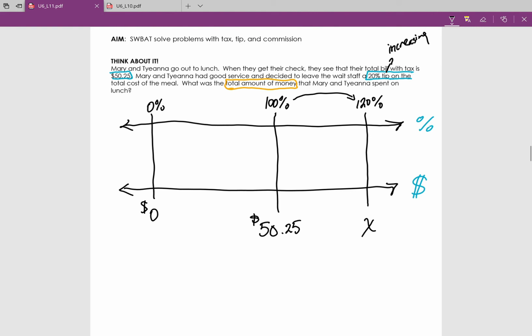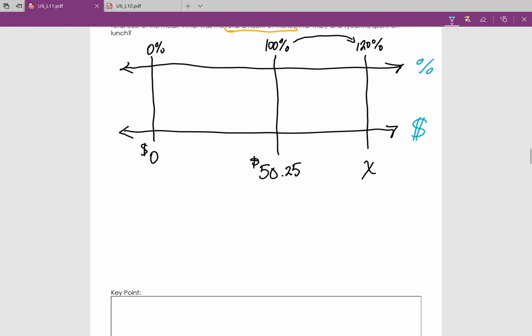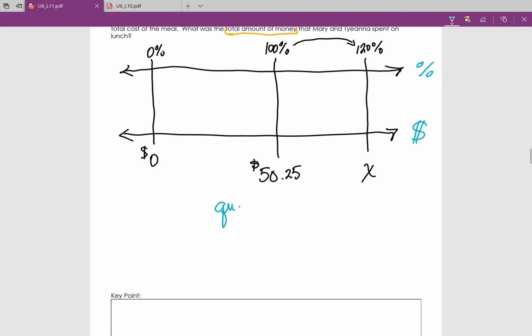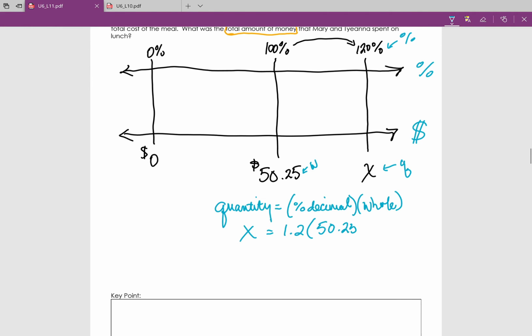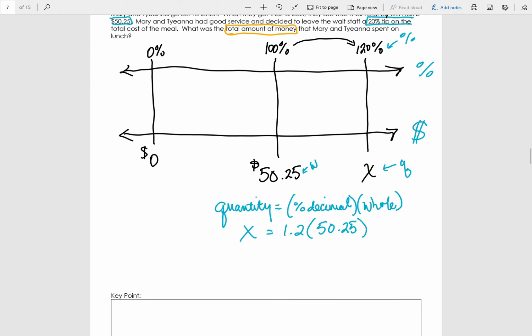Now, since we have our double number line, we could definitely write an equation. So I'm going to write my quantity again. It's going to be equal to my percent as a decimal times my whole. This is my whole. This is my quantity. And this is my percent. So my quantity is going to be X equals 1.2 times my whole, which is $50.25. And again, the percent has to be as a decimal, so it's not 120, it is 1.2.